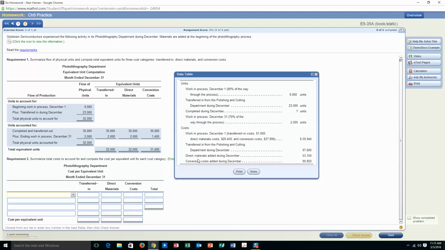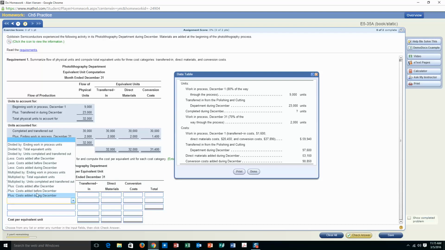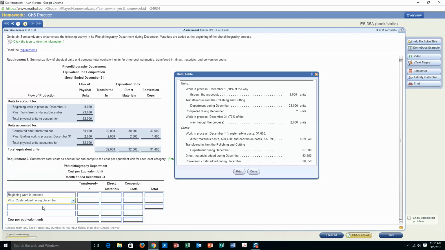Step 3 now is I want to account for all of the costs. So I will have the cost of the beginning work in process, plus the costs that were added during December. This will give my total cost to account for. So transferred in costs, and I'm taking all of this again from the data table. Here it says work in process, 1,600 for transferred in. Direct materials, 20,450. Conversion cost, 37,890. I have a total column here that I hope I get right.